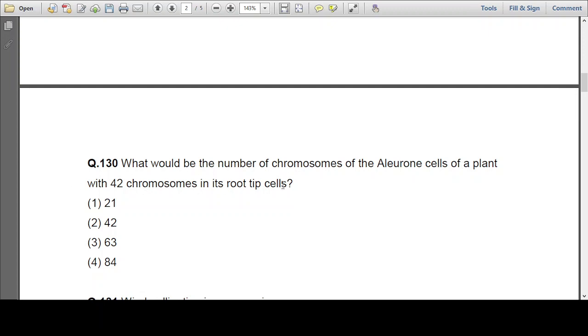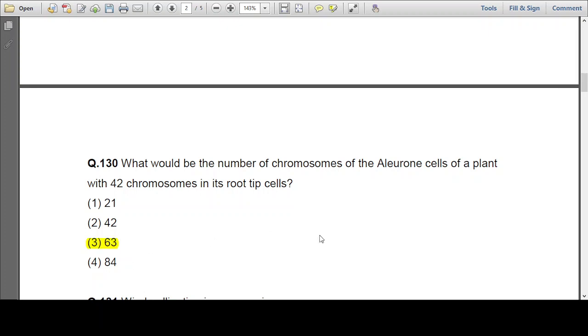Question number 130: what would be the number of chromosomes of the aleurone cells of a plant with 42 chromosomes in its root tip cells? Root tip cells are diploid, but aleurone cells are part of the endosperm, and the ploidy of the endosperm is triploid. So 42 means diploid, half of 42 is 21, which is haploid, 42 is diploid, then 63 will be triploid. So the correct answer will be option number 3, 63.